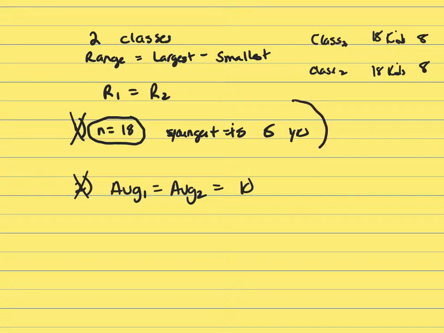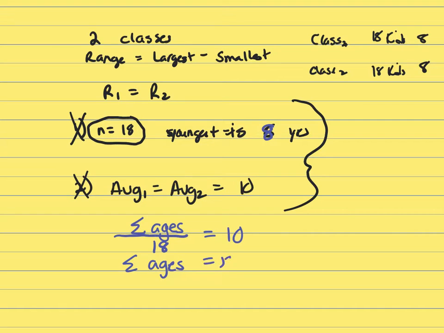So now what we do is we put them together. If we put them together, well, we got N is 18, 18 kids in each class. Youngest is 8 years old. Average is 10. Well, how do you find the average? Let me see if I can get something out of that. What you do is you sum up the ages. You divide by however many kids you have. And we know we have 18. And we know that average is 10. So if I multiply both sides by 18, I know the sum of my ages is 180.